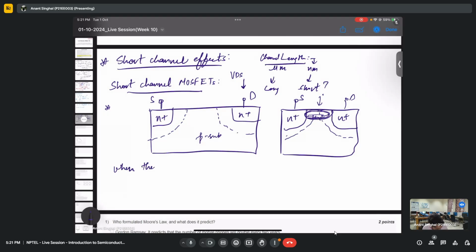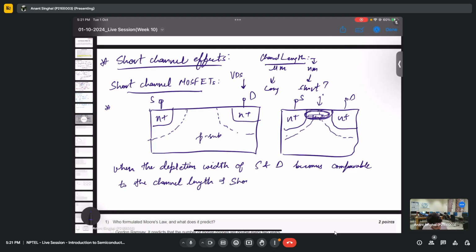the depletion width of source and drain becomes comparable to the channel length. So we can call these MOSFETs short channel MOSFETs.